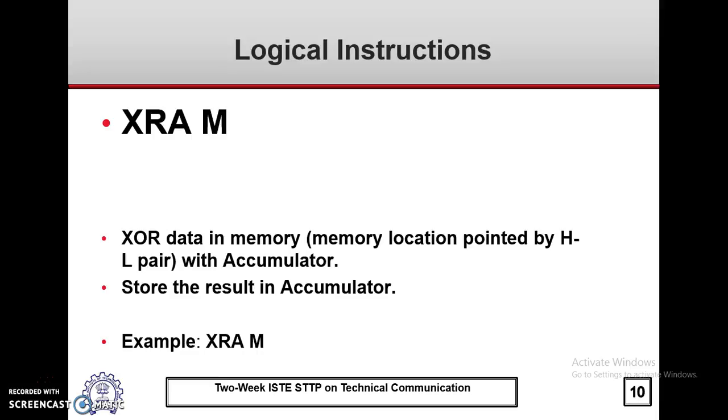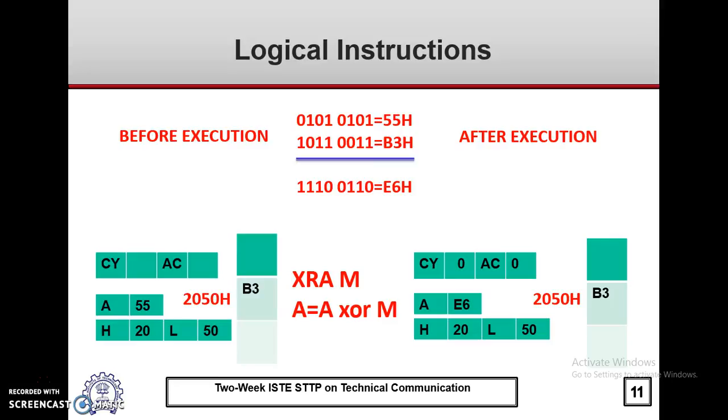Next is XRA M, content of memory is XORed with content of accumulator and result is available in accumulator after execution of this instruction. Now next is this example. Say before execution, memory location 2050 is loaded with data B3 and accumulator is loaded with 55. Now this is the binary format of 55 and B3, and this is the result after XORing between the above two registers' content, and this result is now available in accumulator.